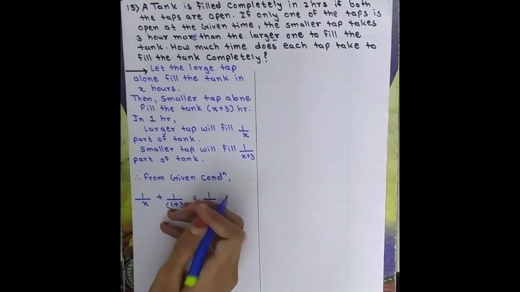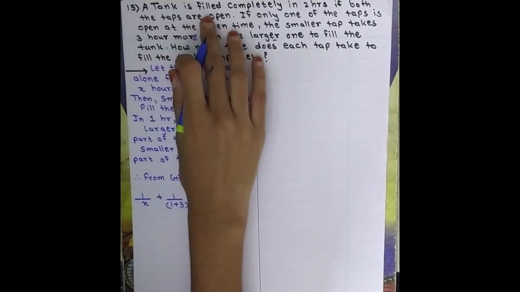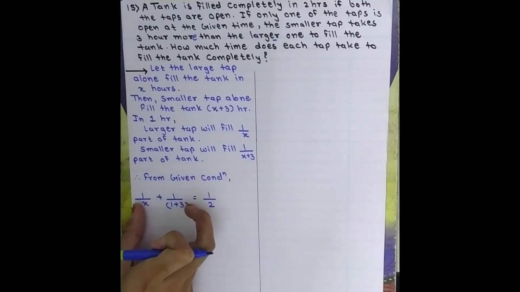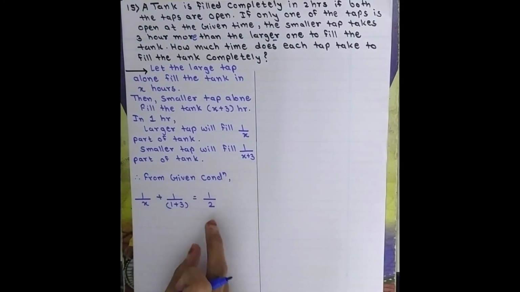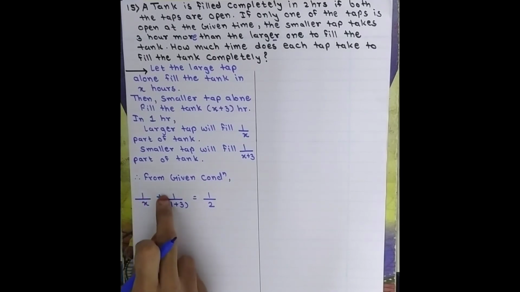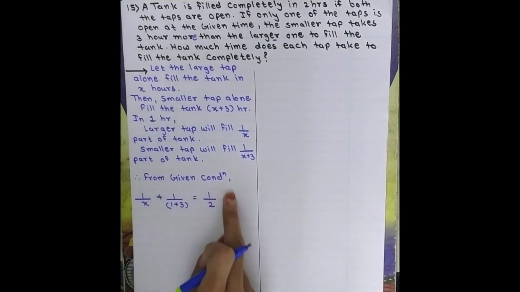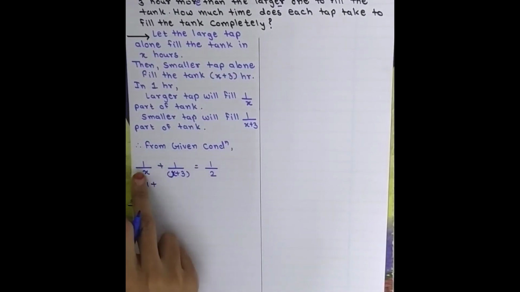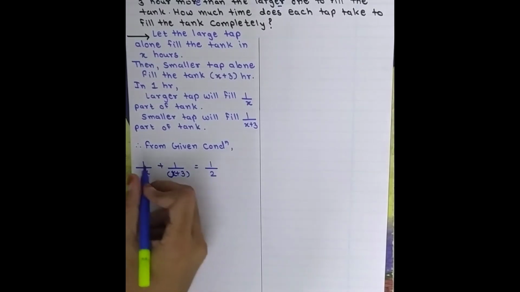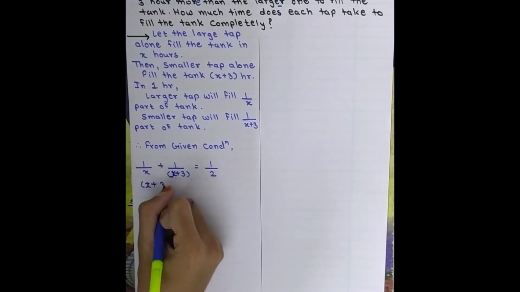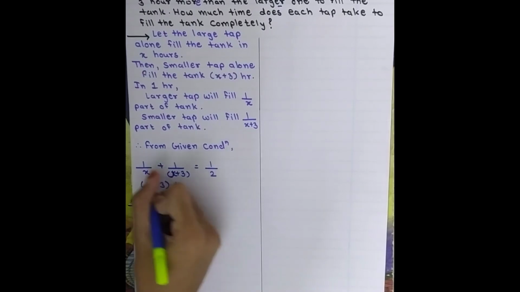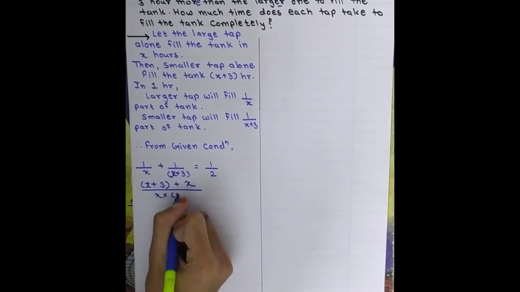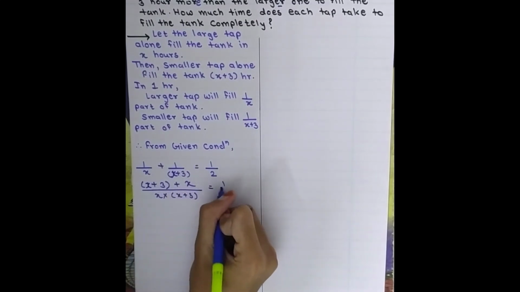So from the given condition, now here what condition is given? A tank is filled completely in 2 hours if both the taps are open. So if both taps are open, then the tank is filled completely in 2 hours. So 1 upon x plus 1 upon x plus 3 is equal to 1/2. So solve this. Here denominators are not the same. So do cross multiplication. So x plus 3 plus x into 1 is x, upon x multiplied by x plus 3, is equal to 1 upon 2.